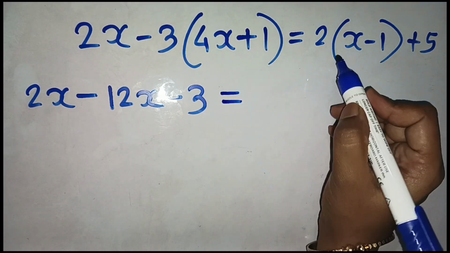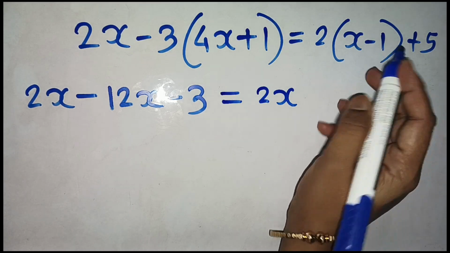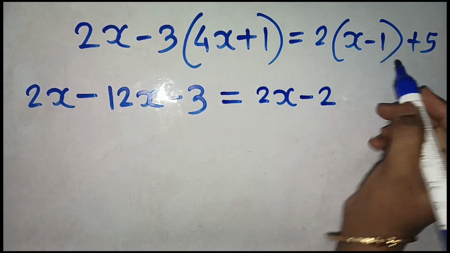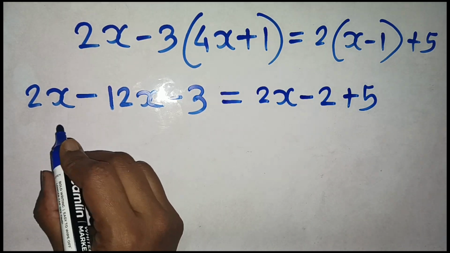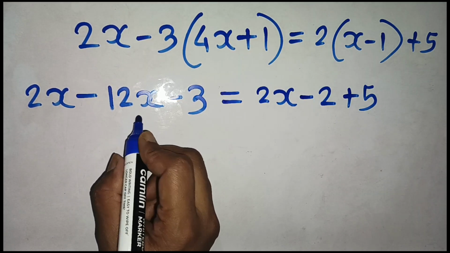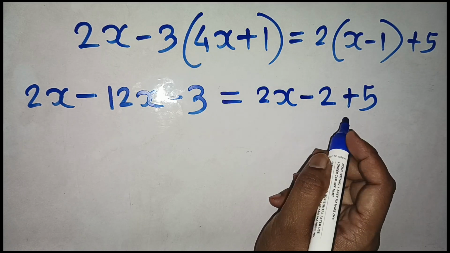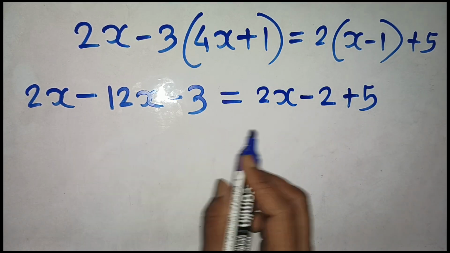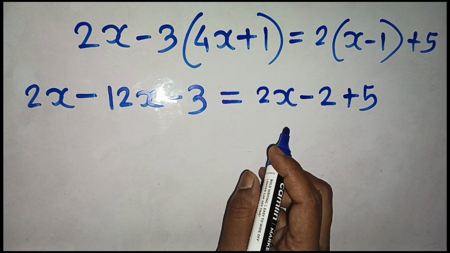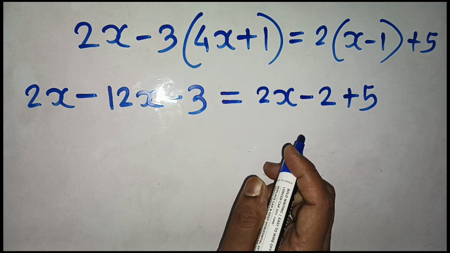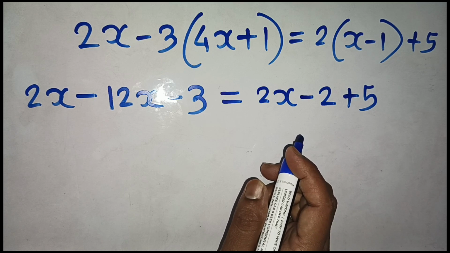Is equal to 2 into x is 2x, 2 into minus 1 is minus 2, plus 5. So 2x minus 12x minus 3 is equal to 2x minus 2 plus 5. Now shift all the terms with variables to the left hand side, and shift all the constant coefficients to the right hand side.